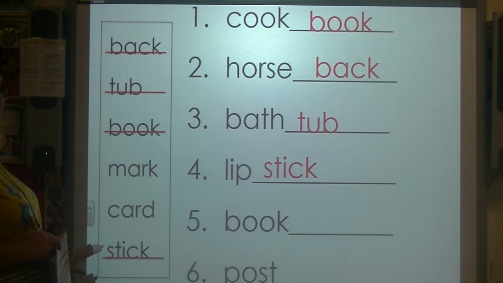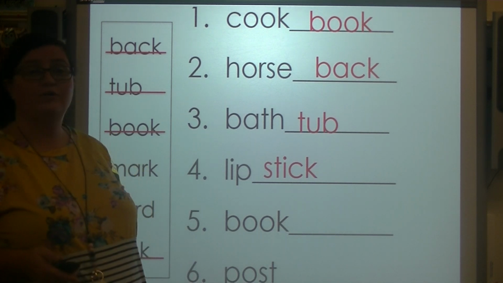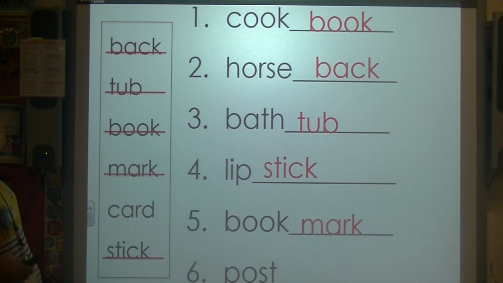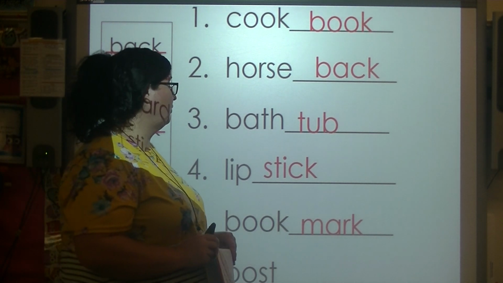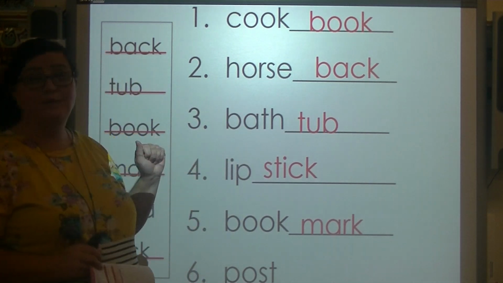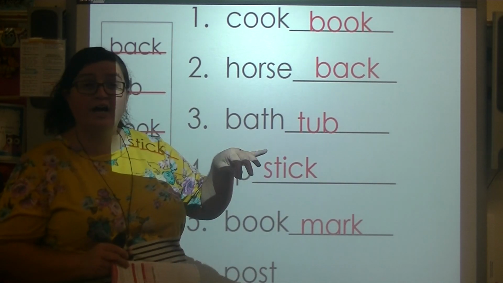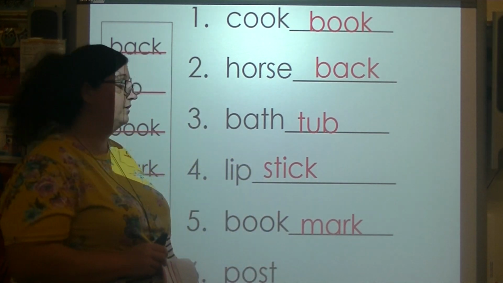Bookmark or bookcard? What do we call it? It's called a bookmark. All right, and there's a picture pointing to the bookmark in the book. A bookmark marks your spot inside of the book. So draw your line to the bookmark.